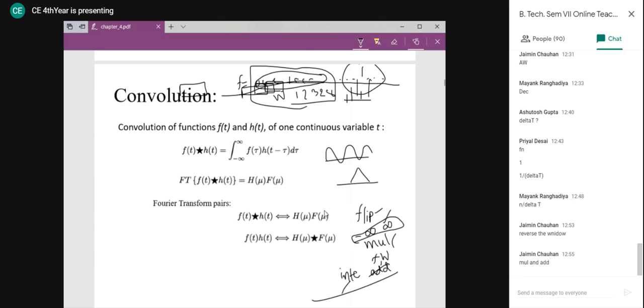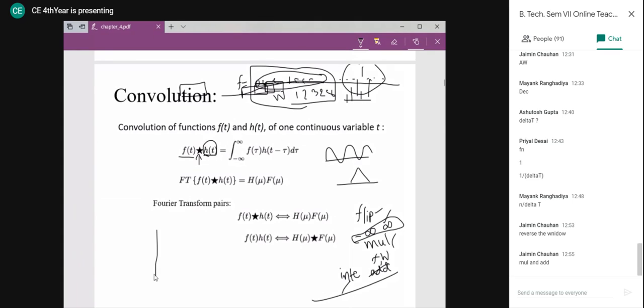Now let us see the definition. Here, instead of my w variable, I am using h variable. h is my window, f is my function itself, and this is the symbol of the convolution. So what are the steps? First of all, you have to flip this.